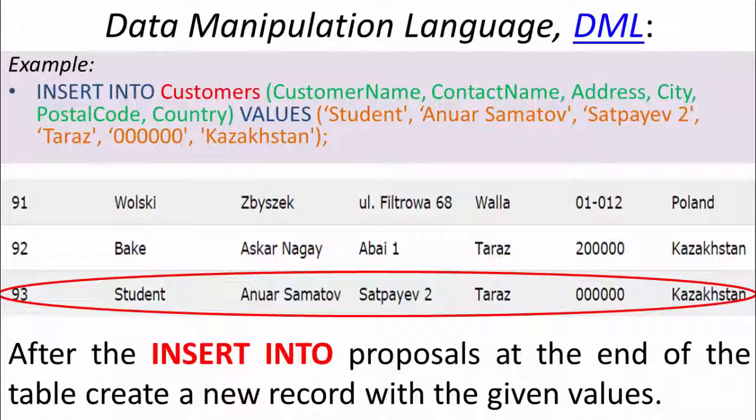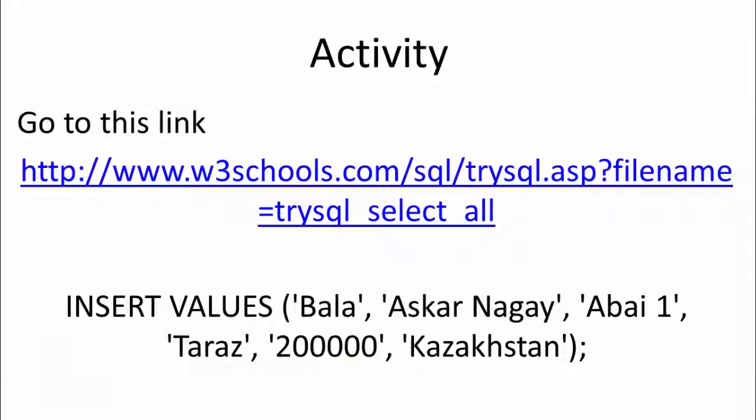Then you can see the fields: customer name, contact name, address, city, postal code and country, and the new values are student, Anwar Samatov, Satpayev 2, Taras 60 and Kazakhstan. Now let's check how you got to this point. Go to this link and insert the values Bala, Askar Nagai, Abayev 1, Taras and Kazakhstan.